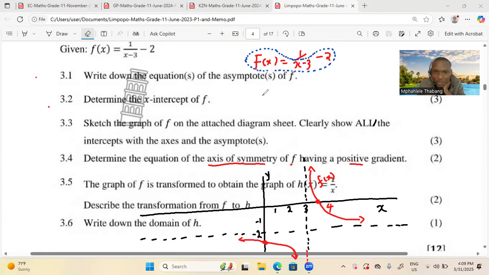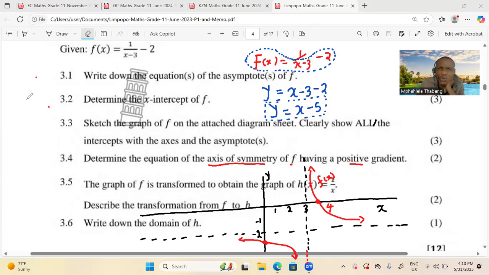What do you do now? You say that f of x is y. Y equals, you take this x minus 3 and you take this negative 2. Therefore, y equals x minus 5 is the axis of symmetry which has a positive gradient. This axis of symmetry is actually a straight line. So that is why we have got the equation of a straight line, y equals x minus 5.